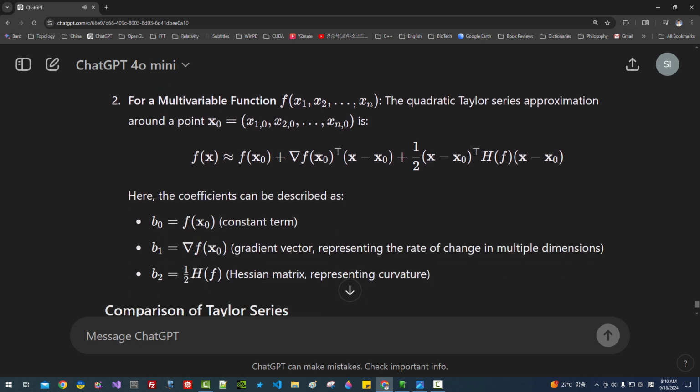2. For a multivariable function f(x1, x2, ..., xn), the quadratic Taylor series approximation around a point x0 is f(x) ≈ f(x0) + ∇f(x0)^T (x − x0) + 1/2 (x − x0)^T H_f (x − x0). Here the coefficients can be described as b0 equal to f(x0), the constant term; b1 equals ∇f, the gradient vector, representing the rate of change in multiple dimensions; b2 equals 1/2 H_f, the Hessian matrix, representing curvature.